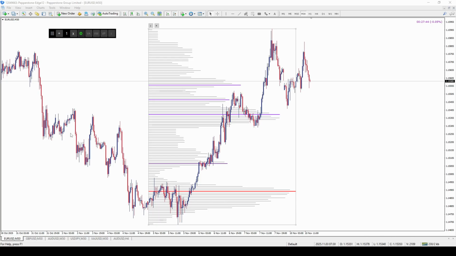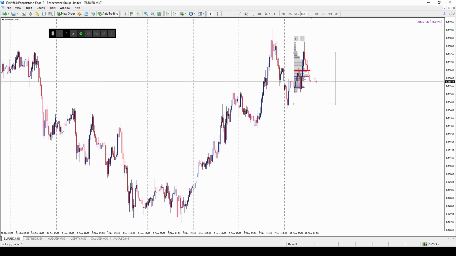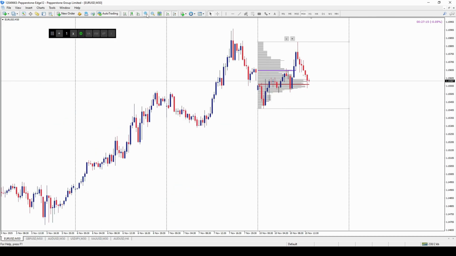Okay, so first of all let me use the period separator. You can use the shortcut on your keyboard, Control Y, and you can see the period separator. Now let's drag and drop today's chart, I mean today's candles only, and in here you can clearly see, let me zoom. Okay, so here you can see that POC level and there's the heaviest volume area.